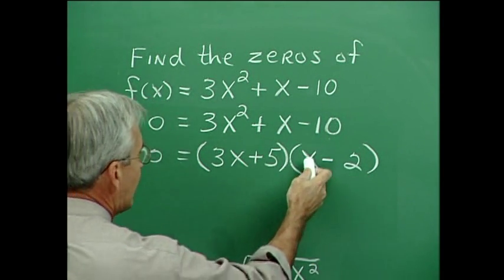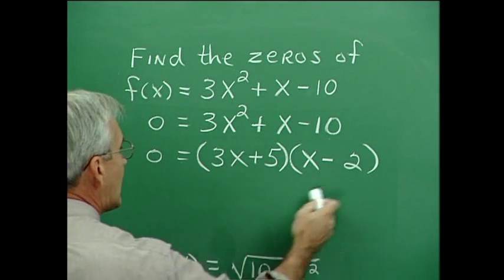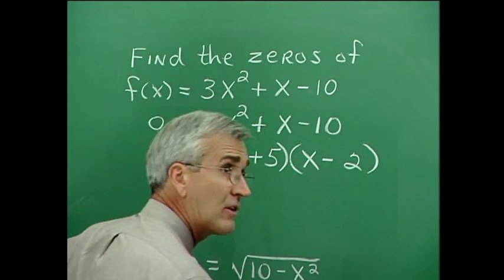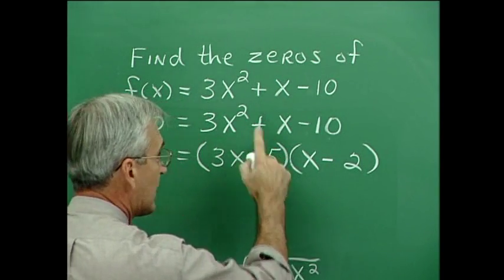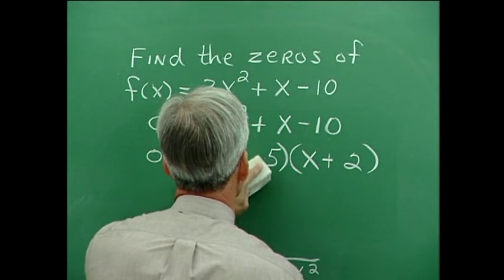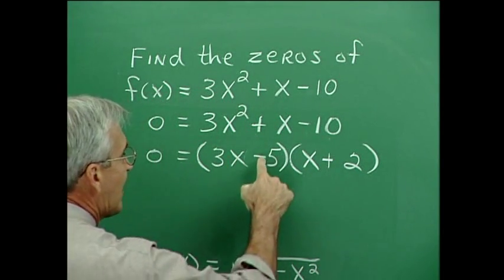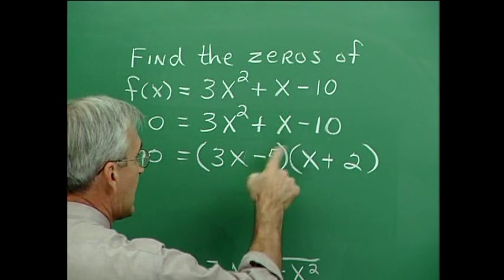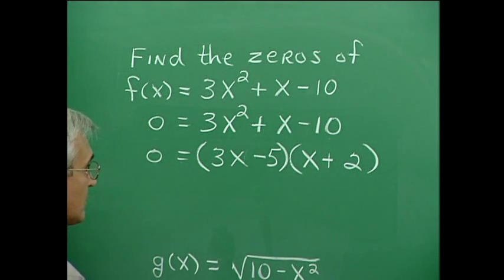Now let's see, I have 5x here. I have negative 2 times 3x, that's negative 6x. But negative 6x plus 5x would be negative x. But I want plus x for the middle term. So I need to swap the signs. I'll make this plus and this minus. And now we have minus 5x plus 6x. That's plus 1x, and the factorization is correct.